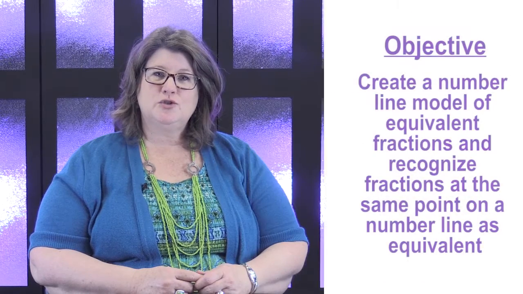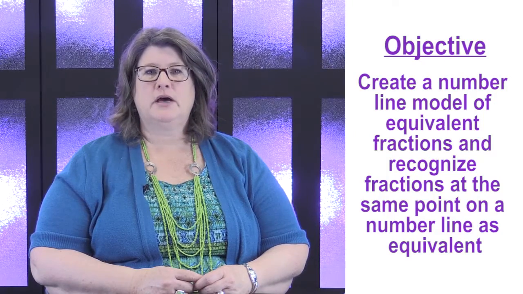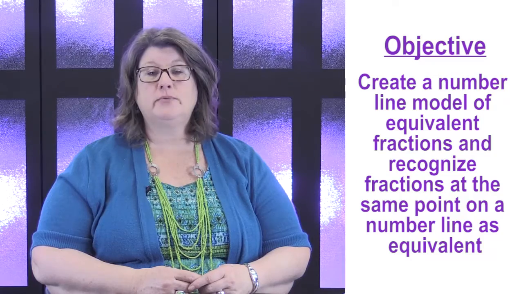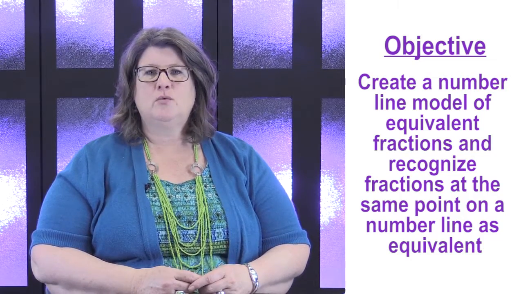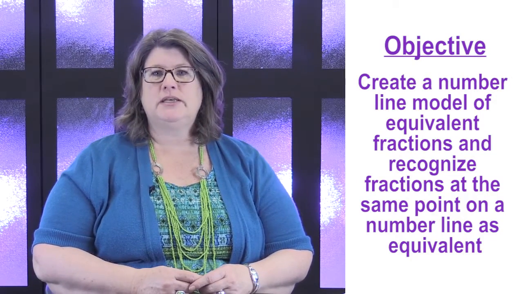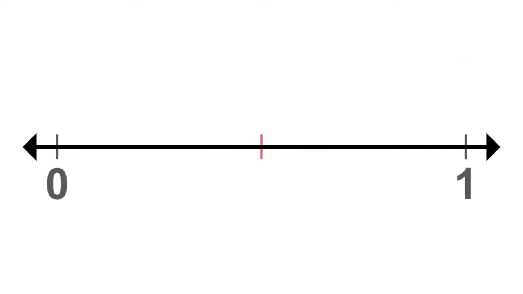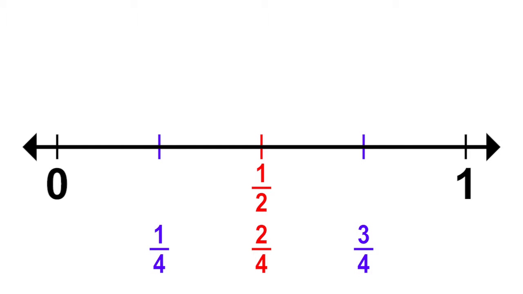In this lesson, students will be able to create a number line model of equivalent fractions and recognize fractions at the same point on the number line as equivalent. What this means is that students will be able to name a mark on a number line with more than one name. For example, the mark in the middle of 0 and 1 on my number line can be labeled 1/2 or 2/4, because if I divide my segment into 4 equal pieces, the mark in the middle would be the second mark, or the second fourth.